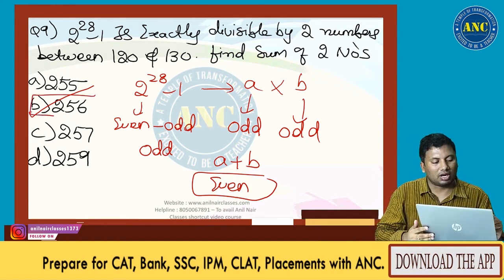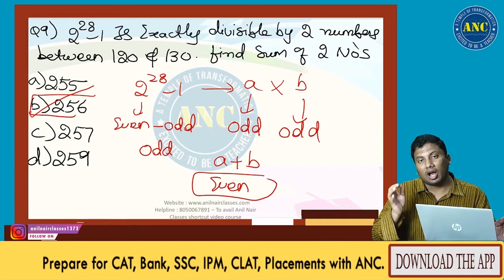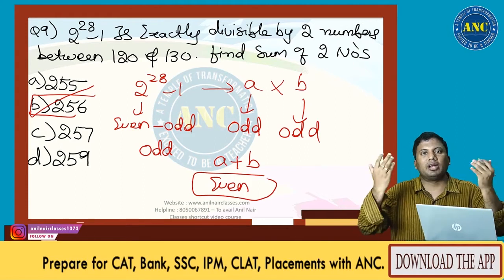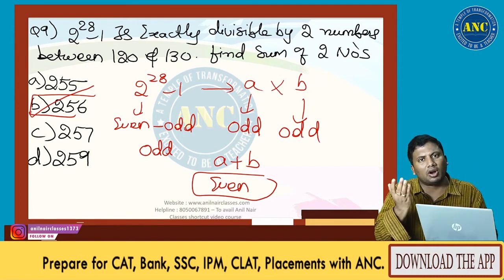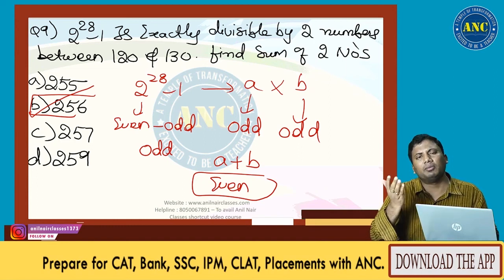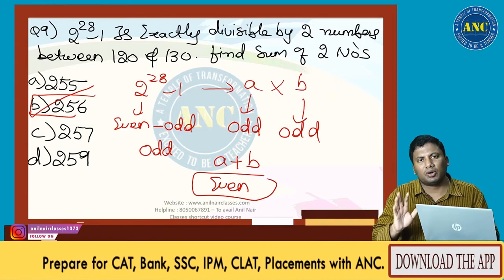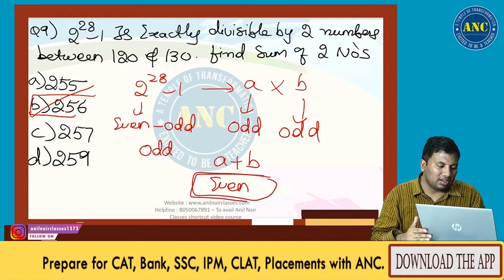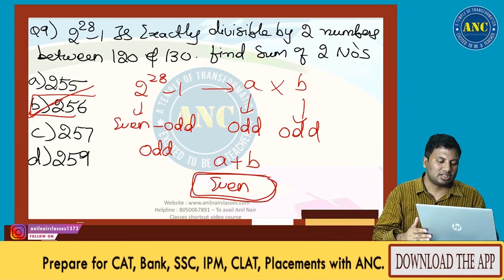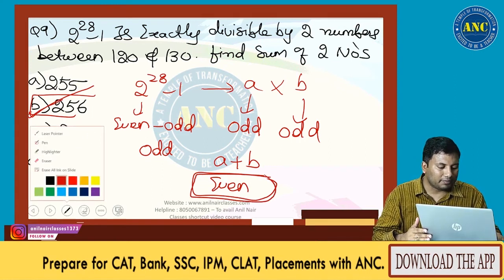This is one way to solve. 2 power 28 minus 1 is odd. An odd number divisible by two numbers means that the two numbers have to be odd into odd only. How can it be odd into even? Odd into even is even. How can it be even into odd? It is even. How can it be even into even? It is even. The only case possible is A has to be odd and B has to be odd. If I add these, odd plus odd is an even number. Answer is 256.